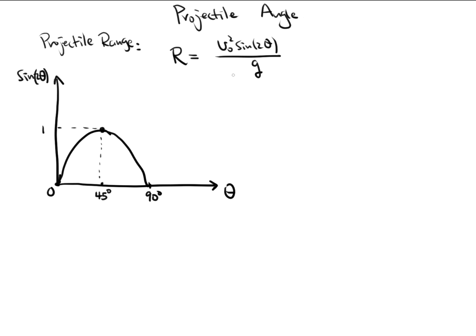All right, so now think about the maximum value of the range R. It happens at theta equals 45 degrees, when sine 2 theta equals 1. So we've got V naught squared over g. That happens at theta equals 45 degrees.